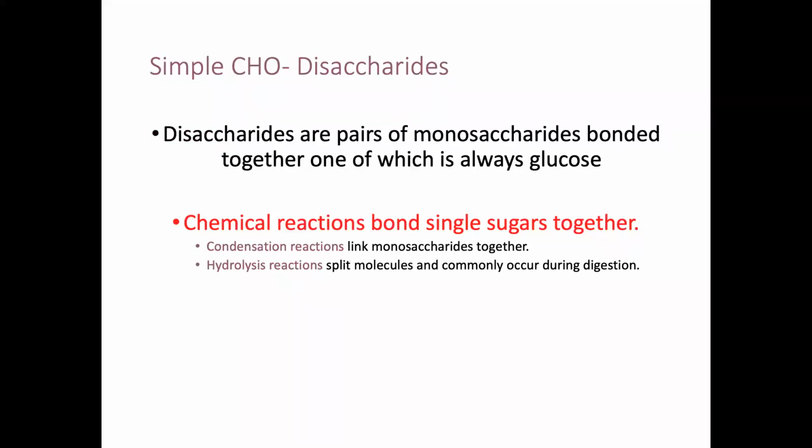We know what disaccharides are. They are pairs of those monosaccharides. The way that we bond single sugars together is through condensation reactions or dehydration synthesis. And again, we use hydrolysis to split those molecules down. Again, that is going to happen during digestion.